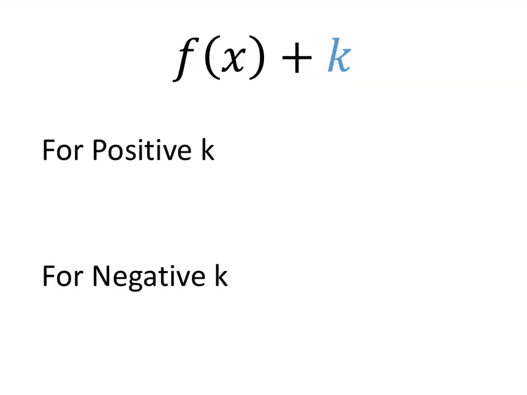So if we're really looking at these functions, I want to highlight some of the important things. Again, this is when I'm adding on the outside, and we're thinking about positive and negative k. When k is a positive number, this is a vertical shift, which basically means it moves up. It's a vertical shift up.